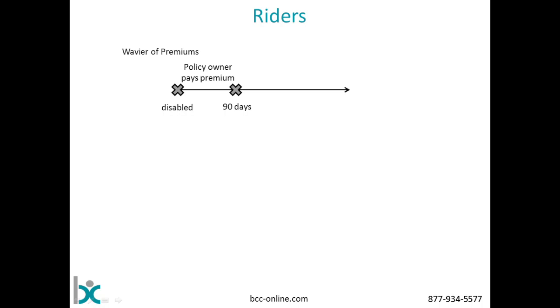So during this point, the policy owner pays those premiums. At the 90-day mark, though, what's going to happen is if you have this waiver of premium, now the insurance company will pay your premiums for you automatically. So now, instead of you paying the premiums, the insurer pays those premiums for you.